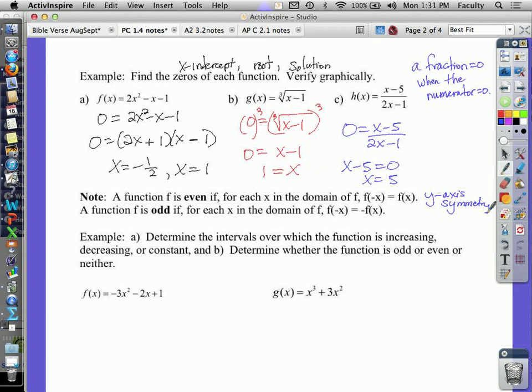Y-axis symmetry are even. Now, the second one with odd, they're saying you replace x with negative x and you get a negative y. What kind of symmetry was that? It's not being stated the exact same way, but it really is the same thing. This is origin symmetry, okay? This one's origin symmetry.